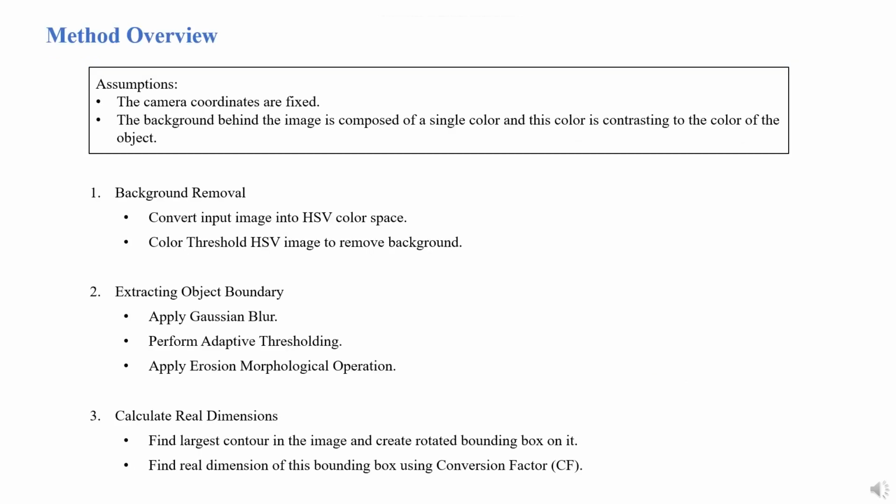Here we present an overview of the method. The assumption made by the proposed method is that the coordinates of the camera are fixed and the objects are placed against a contrasting background. The proposed method could be divided into 3 steps: background removal step, object boundary extraction step, and real dimensions calculation step.